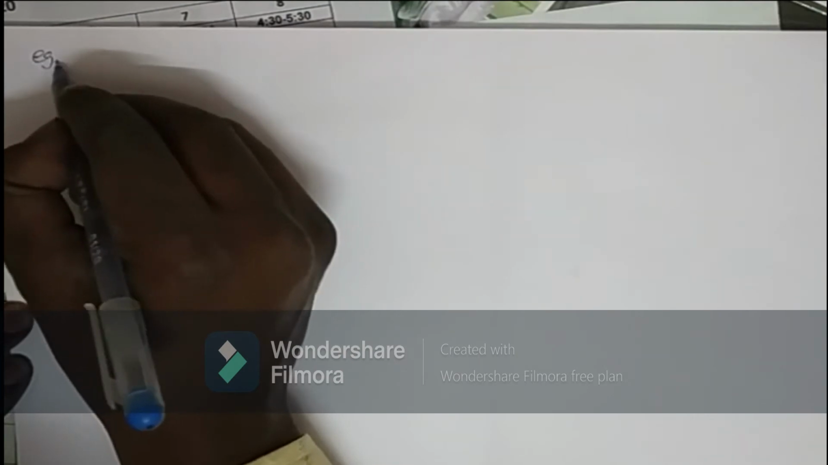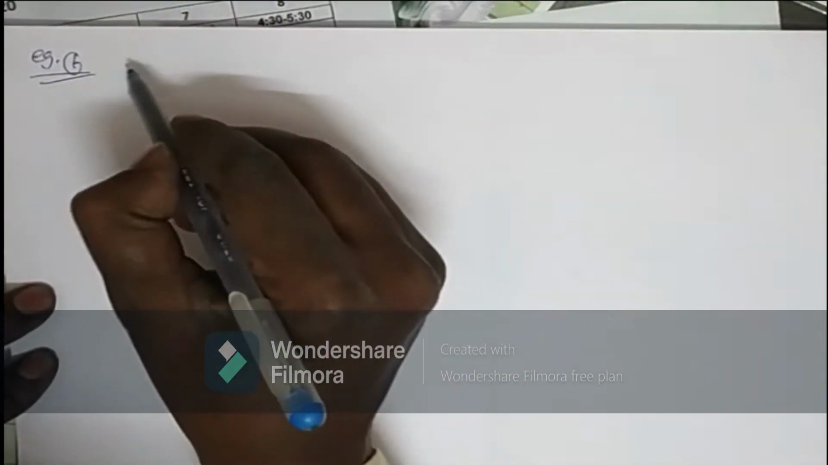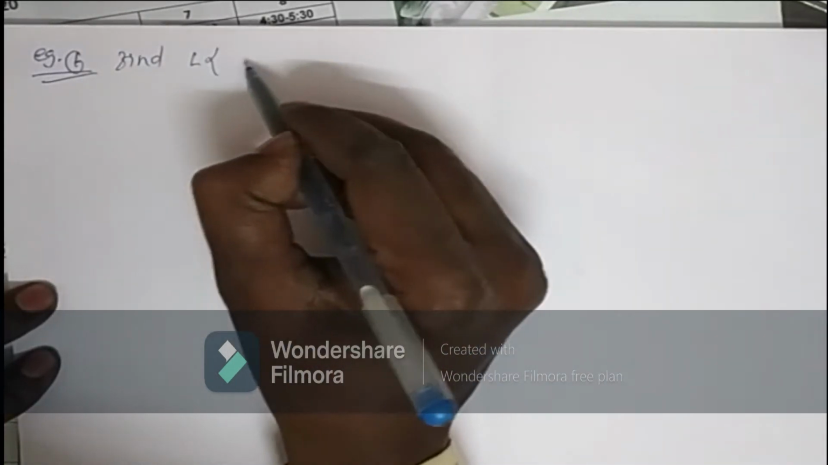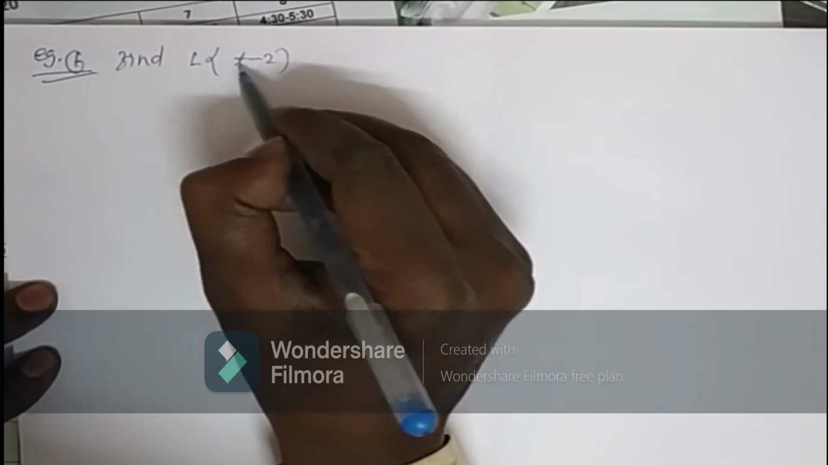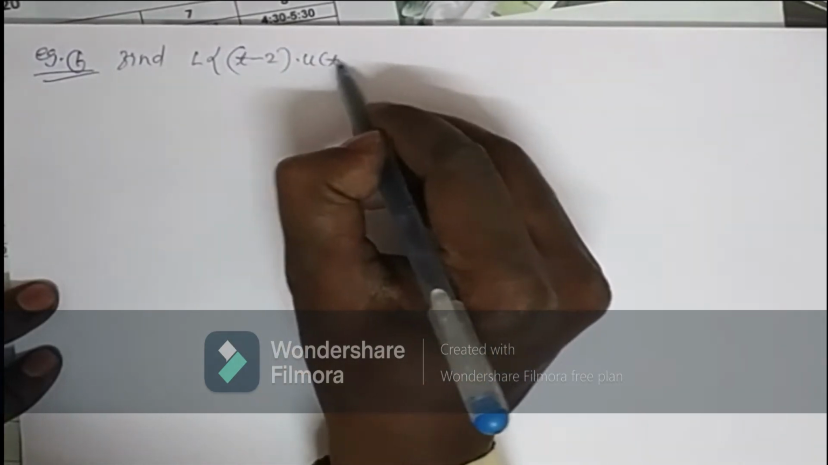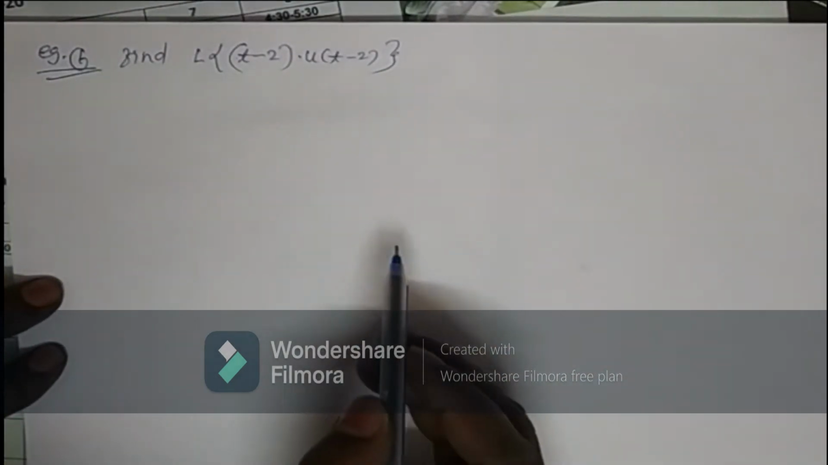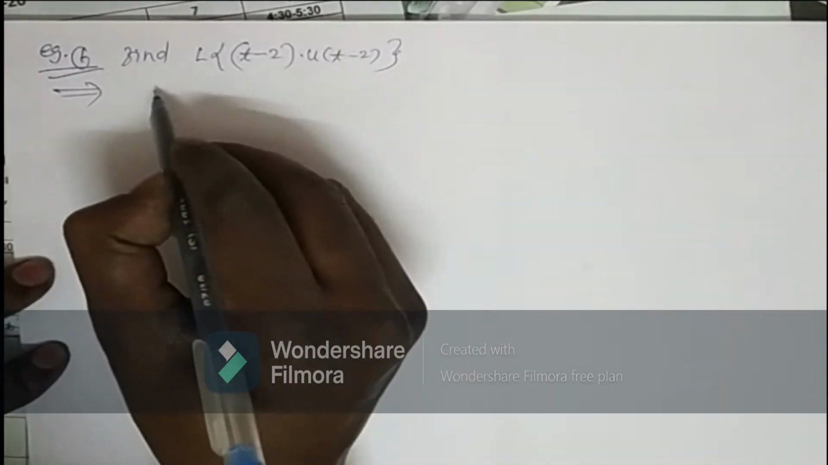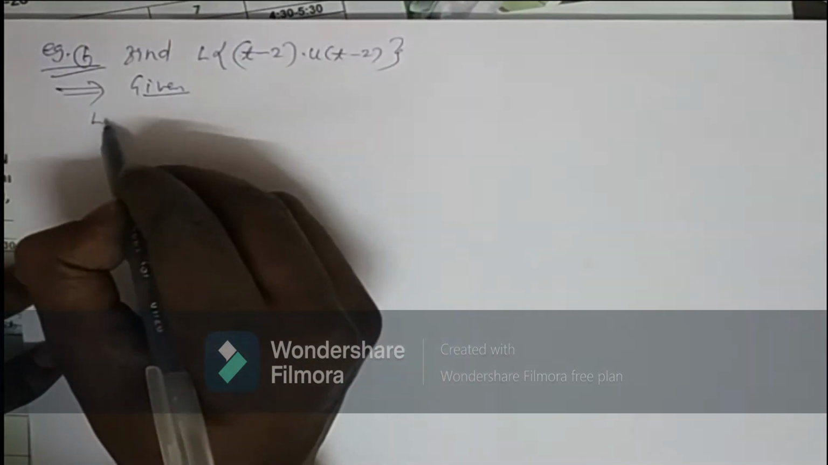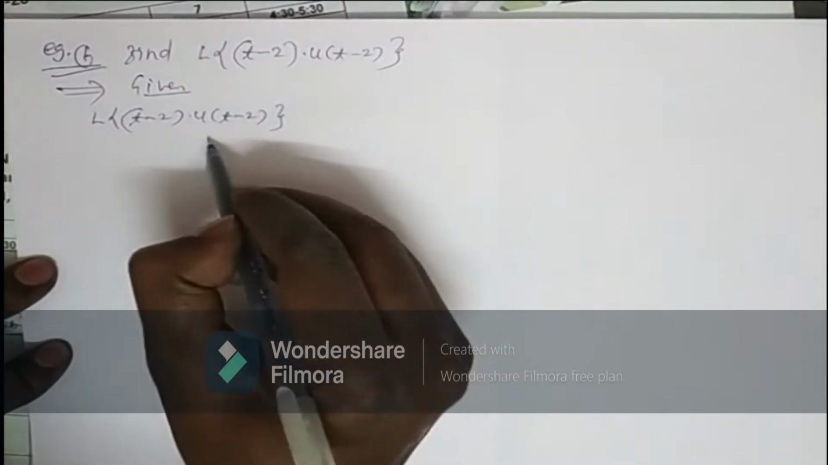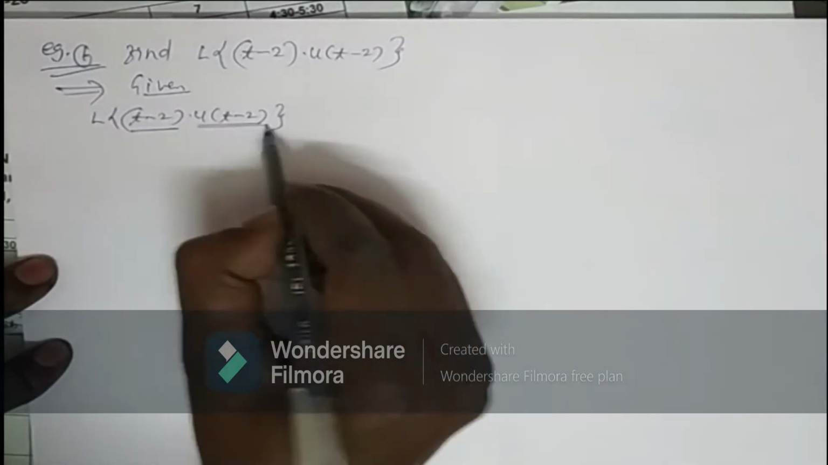So let us consider example number 1. Find the Laplace transform of t minus 2 into u of t minus 2. Now this is a very simple example. Let us see how to solve this. Given the Laplace transform of t minus 2 into u of t minus 2, this is the f of t and this is u of t minus a.